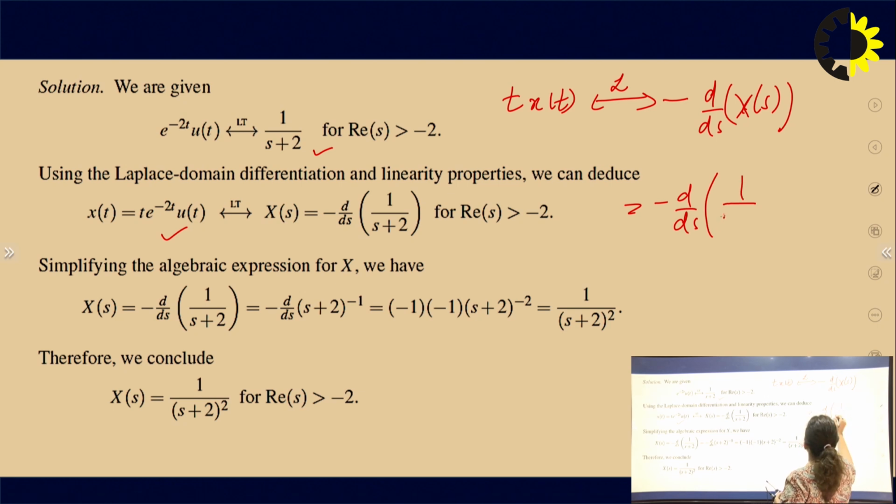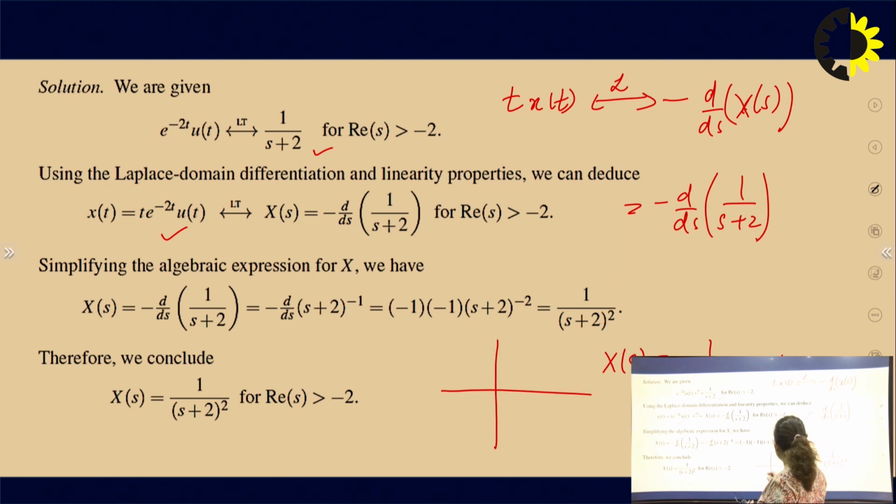X(s) is 1 upon s plus 2. Solving this, you will get the expression X(s) equivalent to 1 upon (s plus 2) whole square. So here we have two roots again, that is real of s greater than minus 2. Both the roots lie at minus 2. So there are two roots which are at minus 2.